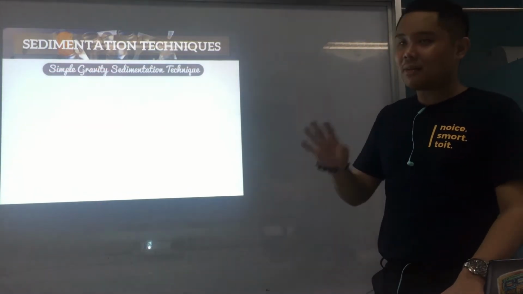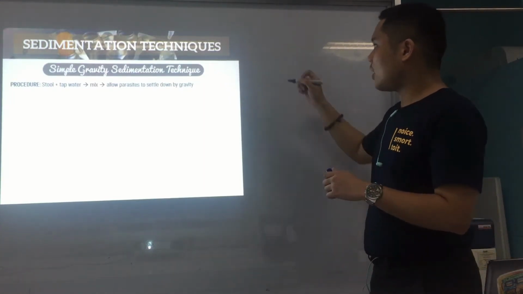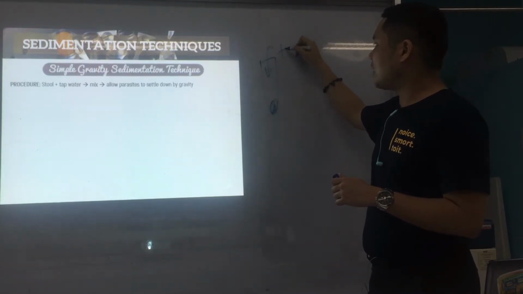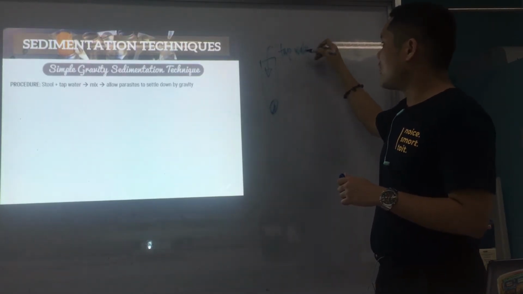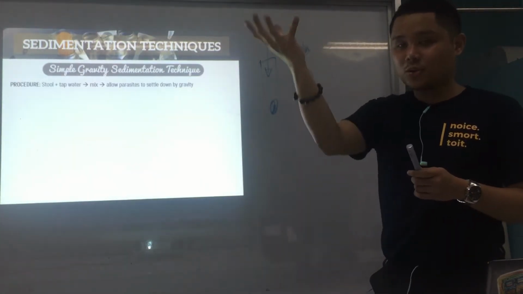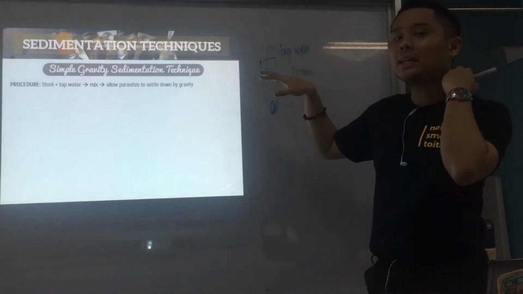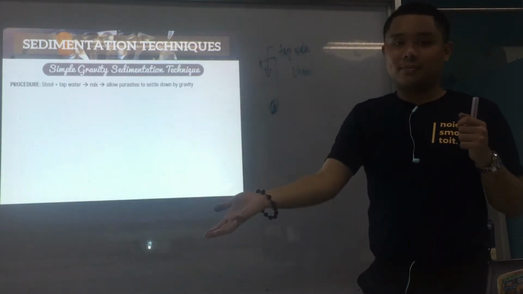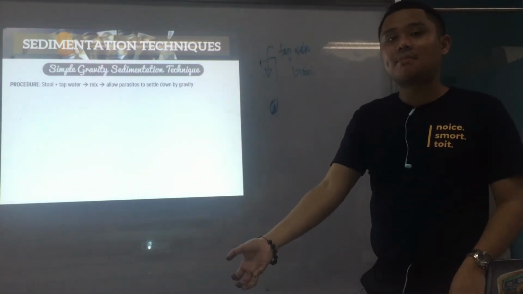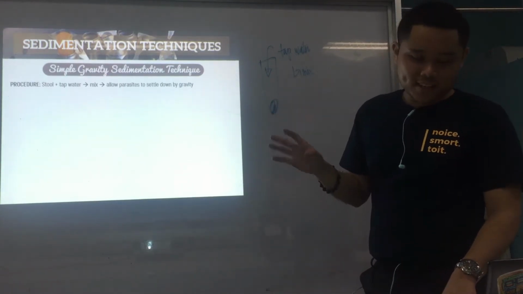With the name itself, very simple. The procedure is you have a stool in a tube, you add tap water, and then you mix. After mixing, you let it stand, and you allow the parasites to settle down by gravity. The parasites will fall by gravity, and then you examine the sediment. Very simple, so you don't need any additional reagents.